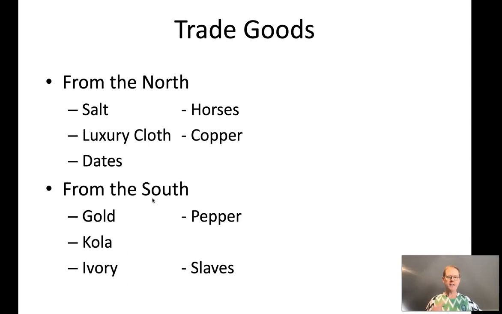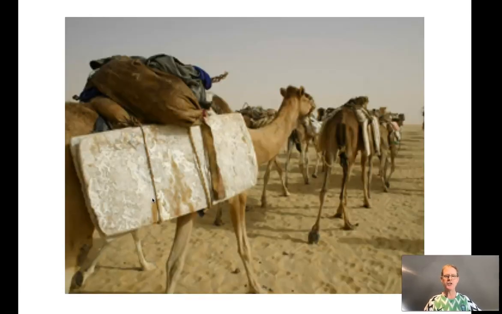Okay? Islam at this time allows for the enslavement of non-Muslims, and Islam is in the north spreading to the south. So if they're going to purchase non-Muslim slaves, that means they have to come from outside the area of Islam, so further to the south. Okay? So these are the main trade goods going back and forth.